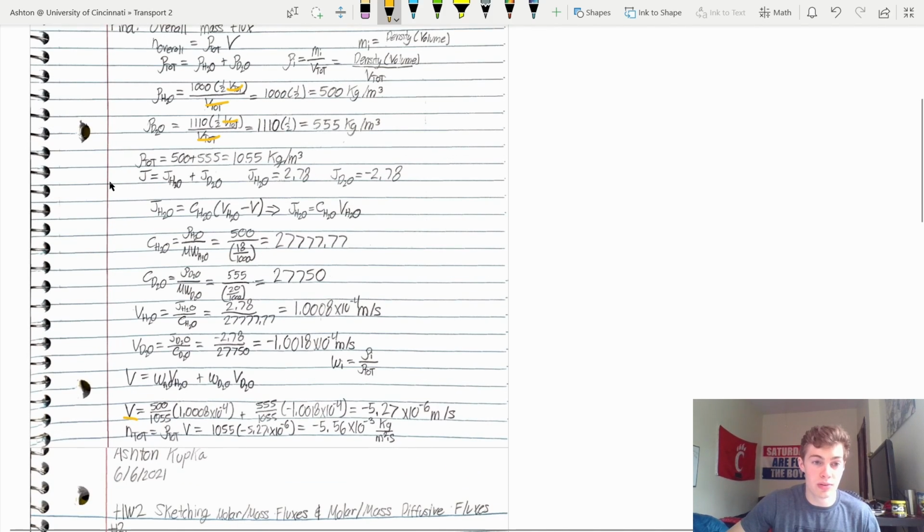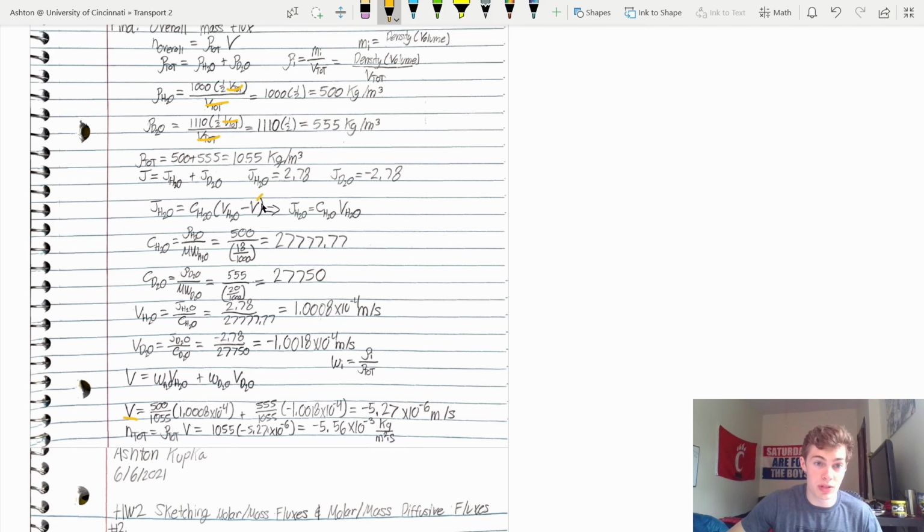Now, looking at our total molar diffusive flux, we know that's equal to our molar diffusive flux of H2O plus our molar diffusive flux of D2O. And so we know that the maximum molar diffusive flux is going to be 2.78. We know that the molar diffusive flux of D2O is going to be negative 2.78. So we know the combined is going to be 0. The total will be 0. And then looking at, now let's solve for the velocity of our component.